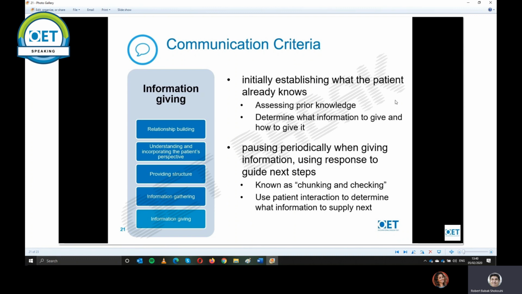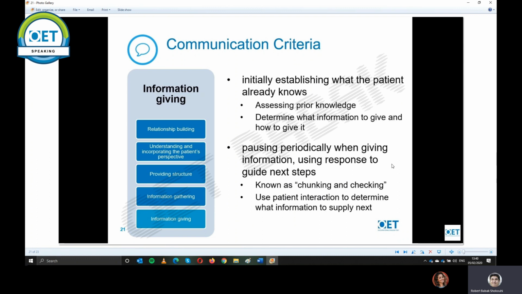And this is because the description of the pain doesn't fit, but still we can do a blood test, and that is a definite diagnosis. Okay. So first we establish what the patient knows and then start to give the information. Pausing periodically when giving information, using the response to guide next steps, is like chunking and checking. Between categories or between different parts of the information giving, you pause and check.